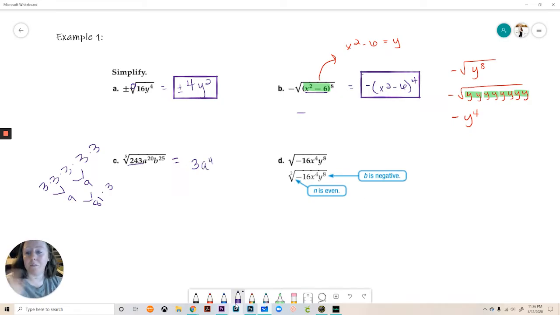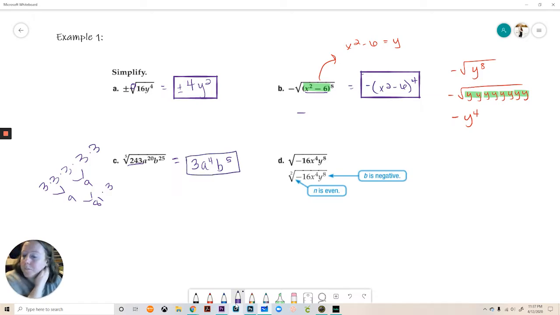And then I have b to the 25th. If I divide that by 5, 25 split up into 5 groups is going to be 5 in each group. So part C is going to be 3a to the 4th, b to the 5th. And we're just going to leave it positive. It's the principal root.